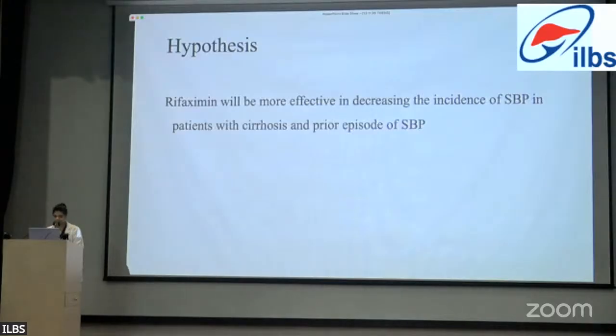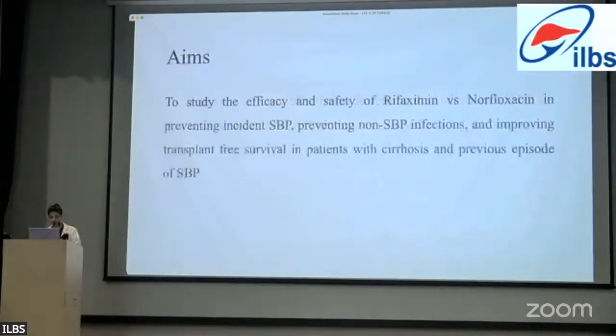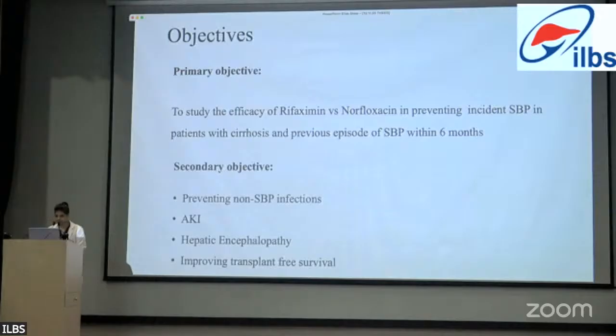The hypothesis is rifaximin will be more effective in decreasing the incidence of SBP in patients with cirrhosis and a prior episode of SBP. The aim of the study was to study the efficacy and safety of rifaximin versus norfloxacin in preventing incident SBP, preventing non-SBP infection, and improving transplant-free survival in patients with cirrhosis and a previous episode of SBP. The primary objective is to study the efficacy of rifaximin versus norfloxacin in preventing incident SBP in patients with cirrhosis and a previous episode of SBP within 6 months. The secondary objectives were preventing non-SBP infection, acute kidney injury, hepatic encephalopathy, and improving transplant-free survival.